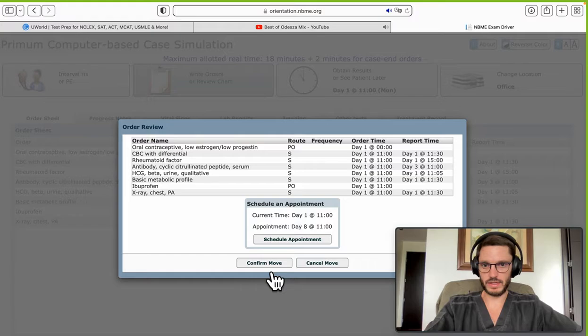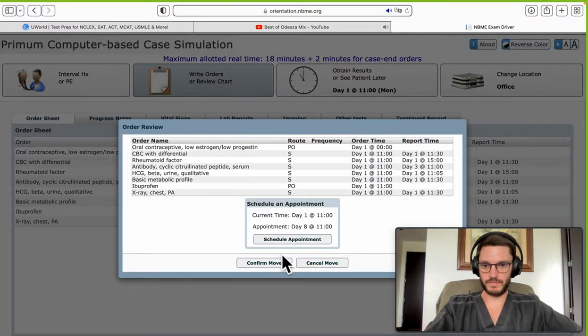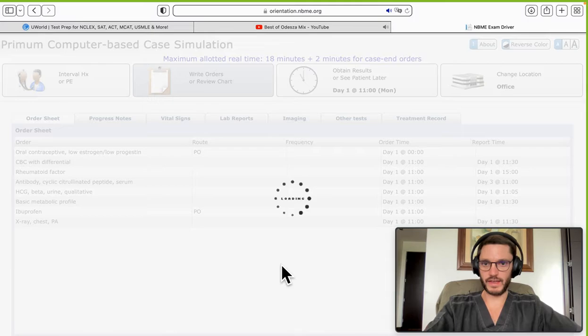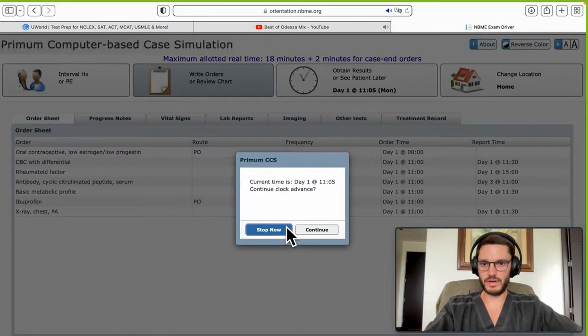Okay, let's see it like that. Appointment will be okay. Confirm move. I guess I could have checked her vital signs before she left, but she was looking pretty well. Okay, so beta HCG negative. Advance the clock, day 1.